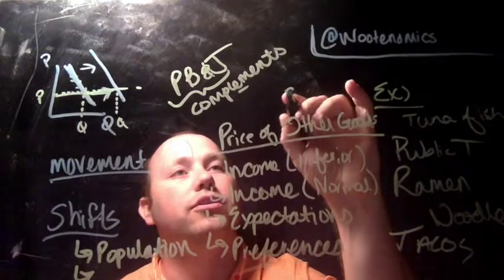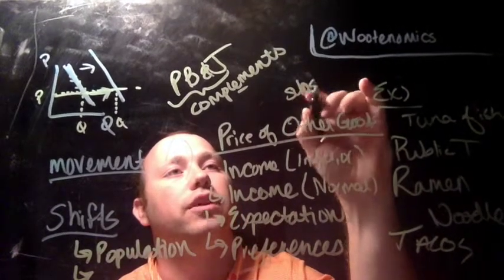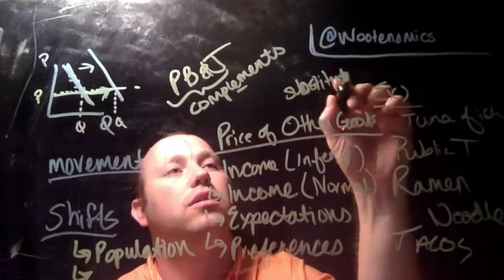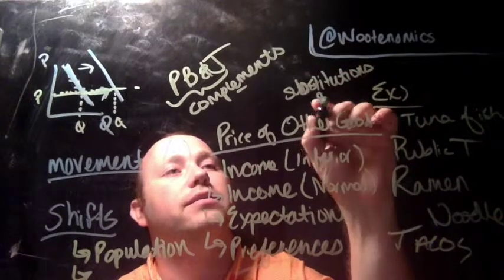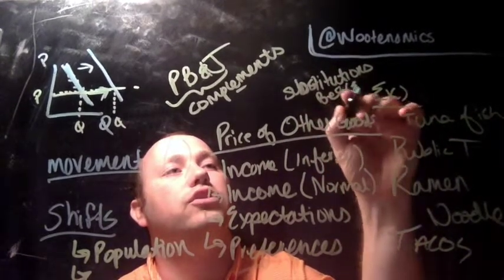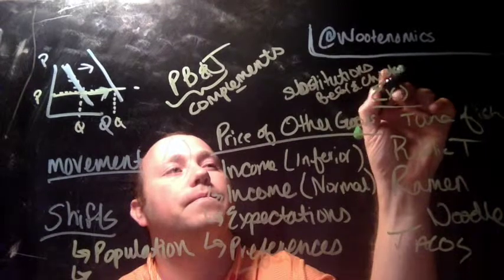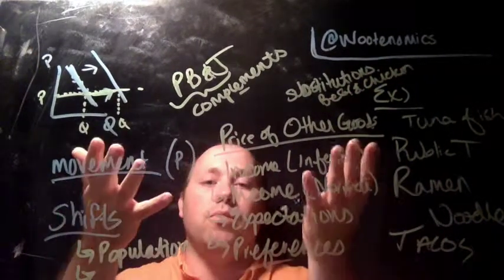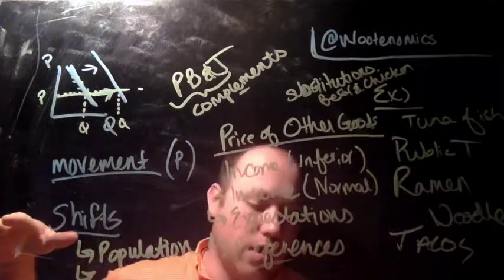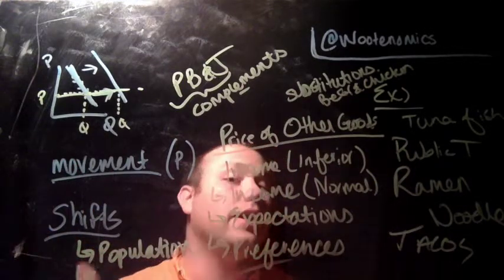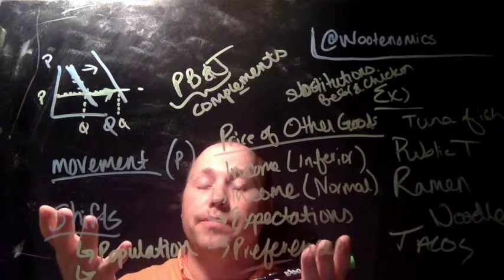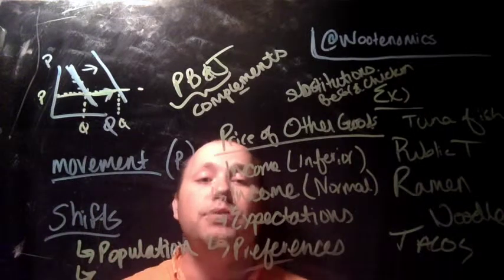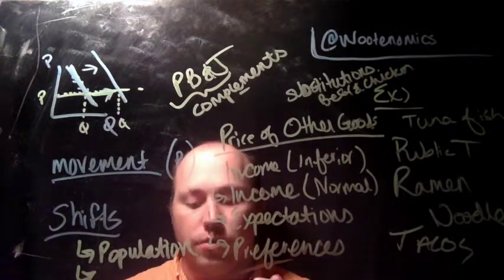Could be the case that the two items are substitutes for each other. Right, so a great example of that is beef and chicken. Right, so as the price of beef becomes more expensive, I want more chicken. As the price of chocolate ice cream goes up, I want more vanilla ice cream. Okay, anything that are substitutes, those move in opposite directions from each other.